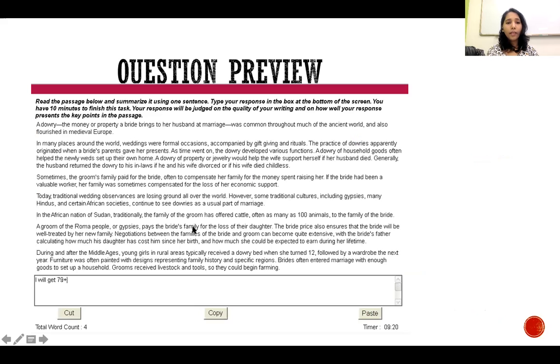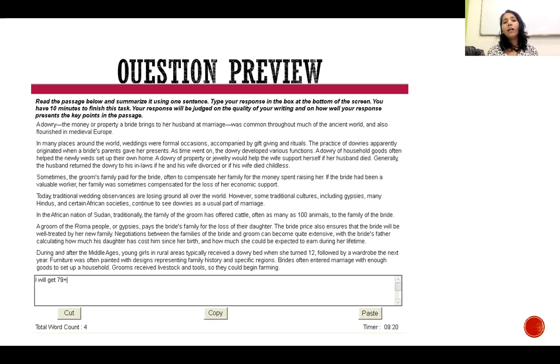So this is how your question could look like. Okay, so you'll be given a reading text like this. So there are 7 different paragraphs here, and you have to read through this and write a summary in a sentence. And you're given 10 minutes for the entire task. Okay, so one sentence, 10 minutes. That should be okay.